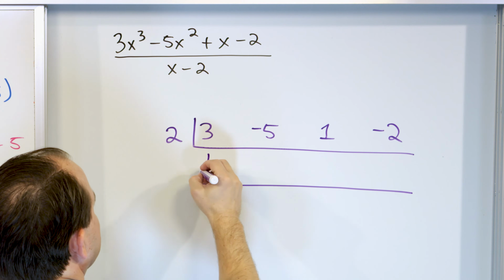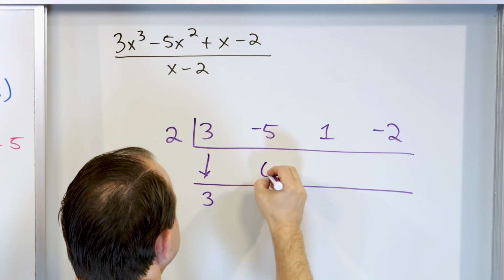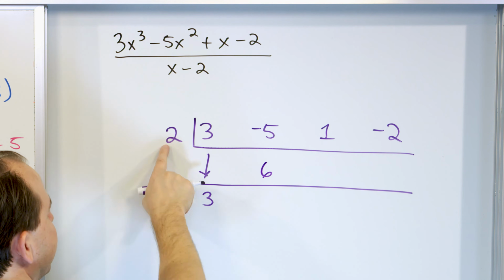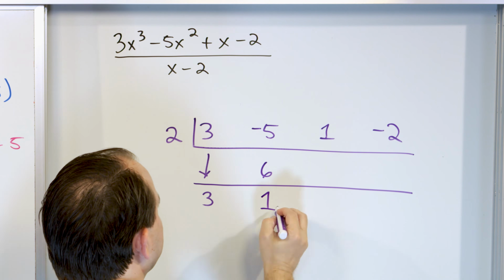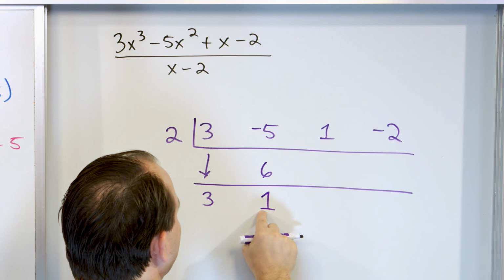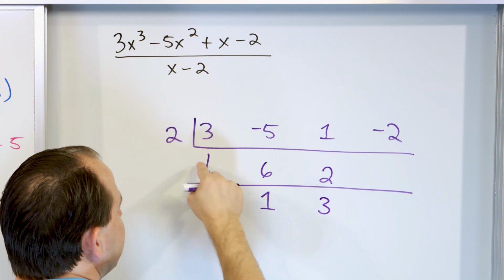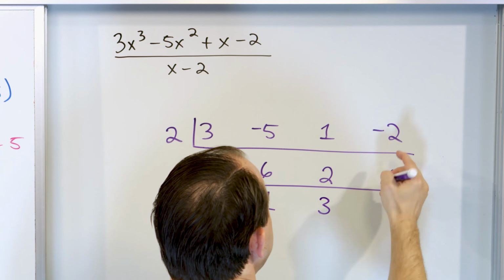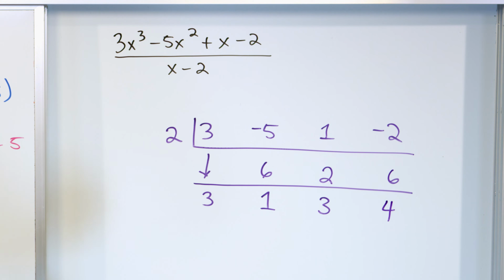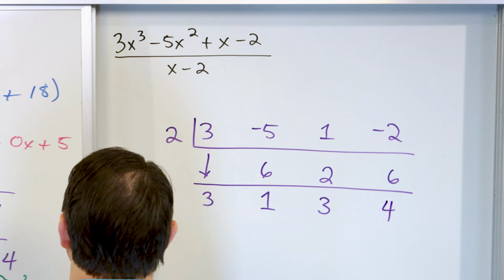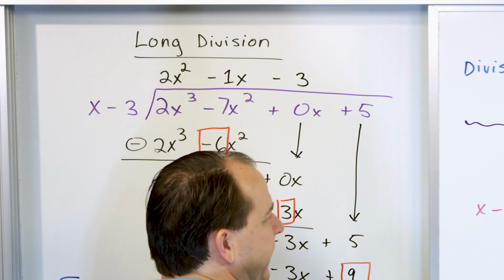All right, now we're ready to do a very simple process. We take the 3, we draw a little arrow, we drop it down. 3 times 2 gives me 6. No need to draw those arrows now. We know what we're doing. 3 times 2 is 6. Then we add these. Negative 5 plus 6 is just the number 1. Then 2 times 1 is 2. Then we add these 2 to give us 3. Then 2 times 3 is 6. Then we add these to give me positive 4. Let me double check myself. 3, 1, 3, 4.